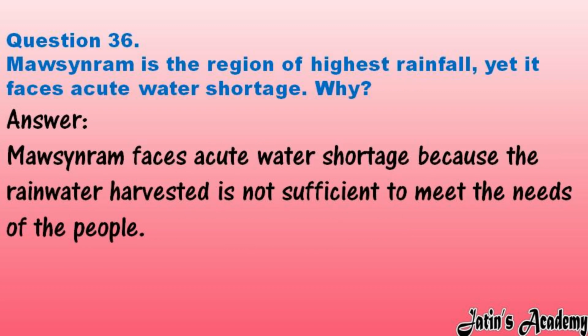Question 36. Mawsynram is the region of highest rainfall, yet it faces acute water shortage. Why? Answer: Mawsynram faces acute water shortage because the rainwater harvested is not sufficient to meet the needs of the people.